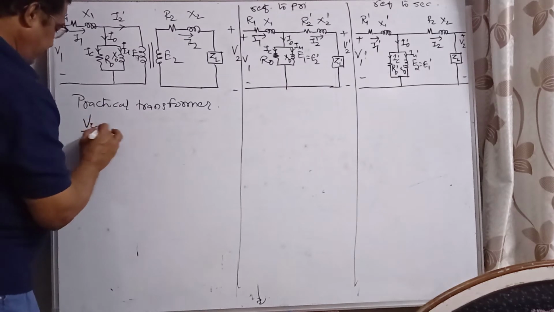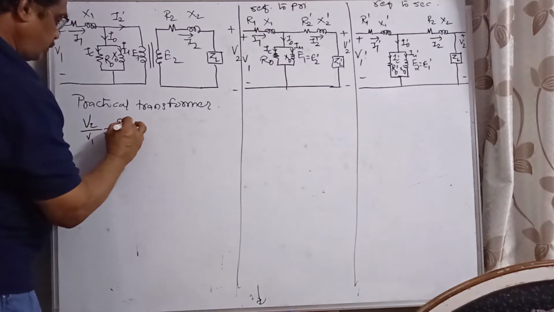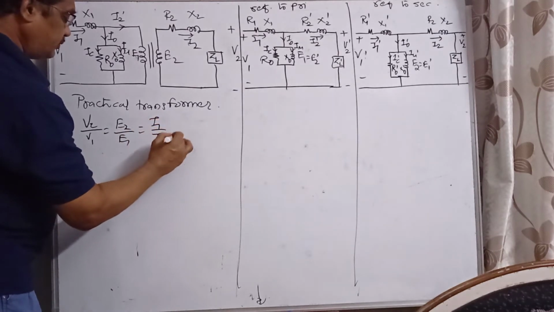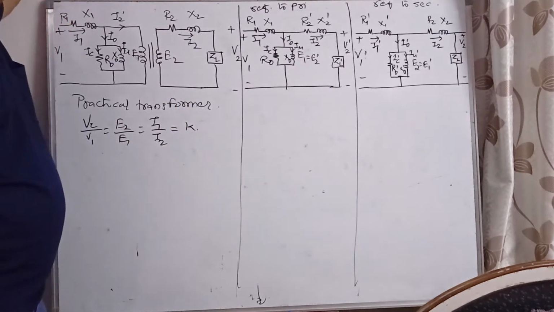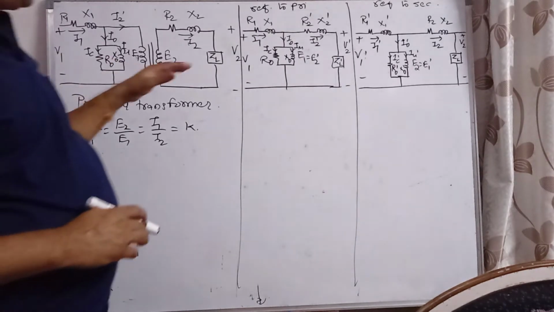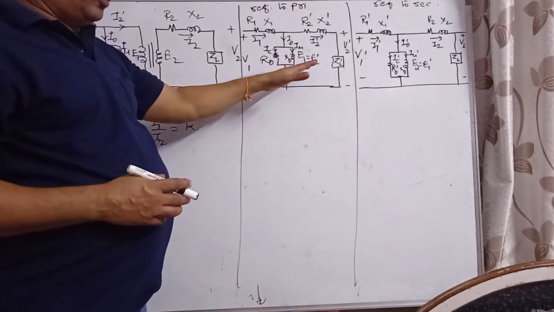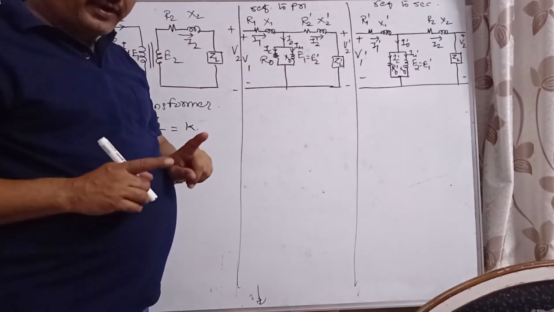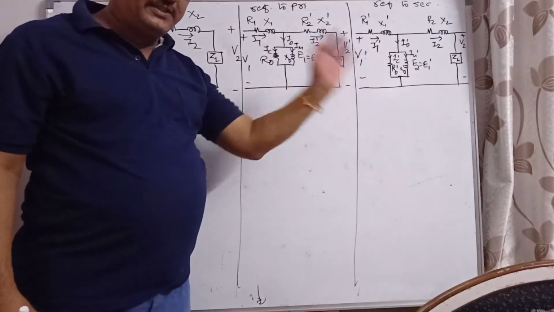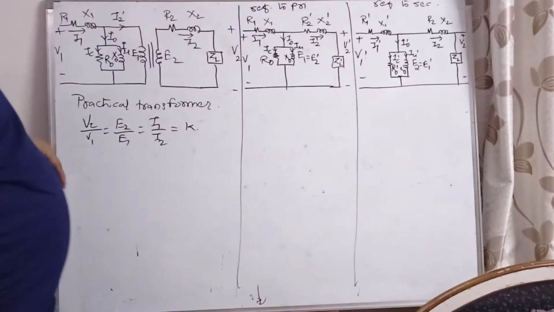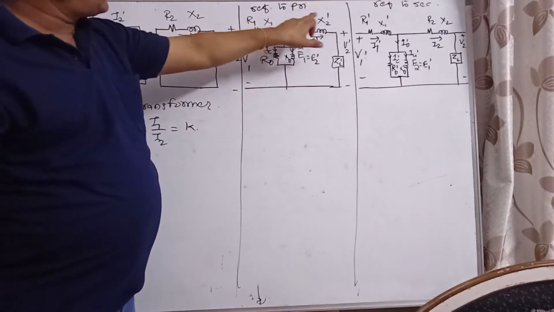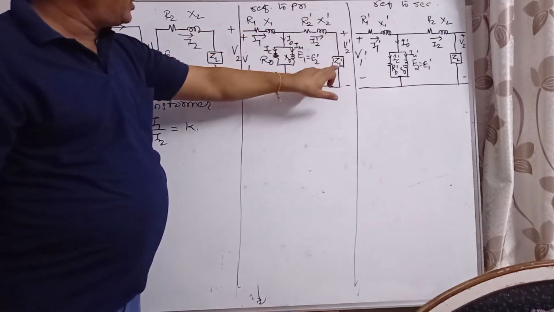V2 by V1 is equal to E2 by E1 is equal to I1 by I2 is equal to K. That we know. And we have studied while transferring the impedance to primary, it is divided by K square in just the above article, and when it is transferred to secondary, it is multiplied by K square. Now we have to define these parameters: E2 dash, R2 dash, X2 dash, I2 dash, V2 dash, ZL dash.